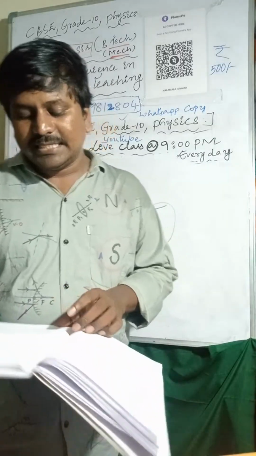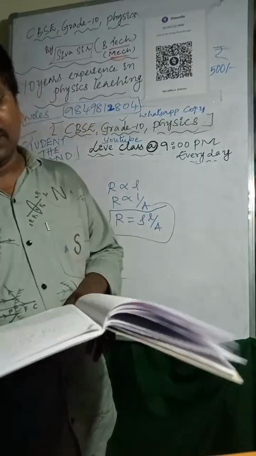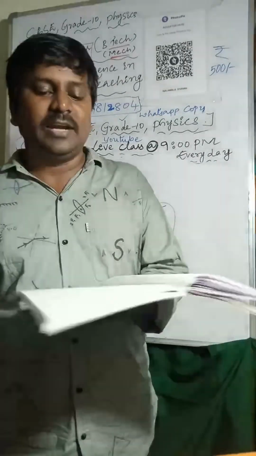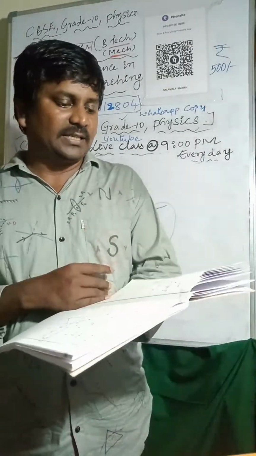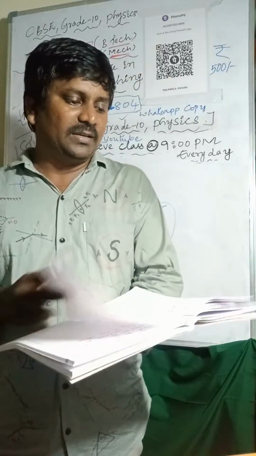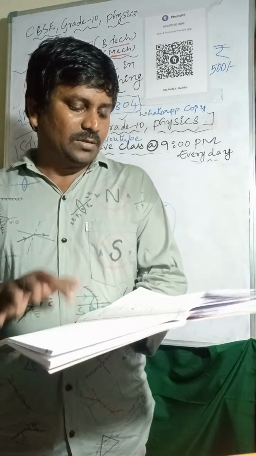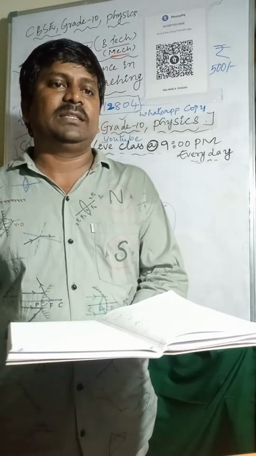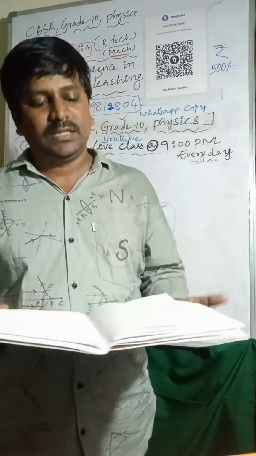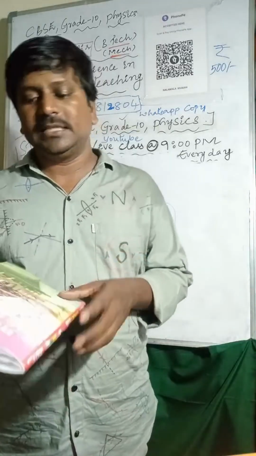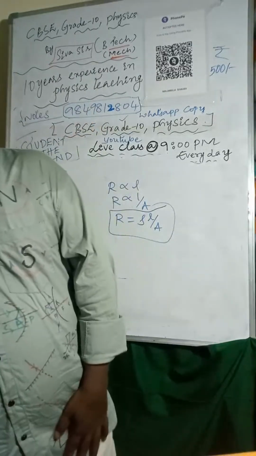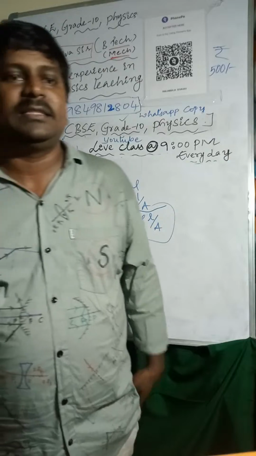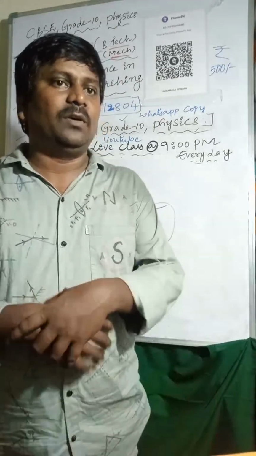What is the resistance of an ideal ammeter and an ideal voltmeter? Resistance of an ideal voltmeter is infinity. What is the resistance of an ideal ammeter? Resistance of an ideal ammeter is 0. Resistance of an ideal voltmeter is infinity. So this is about today's class.